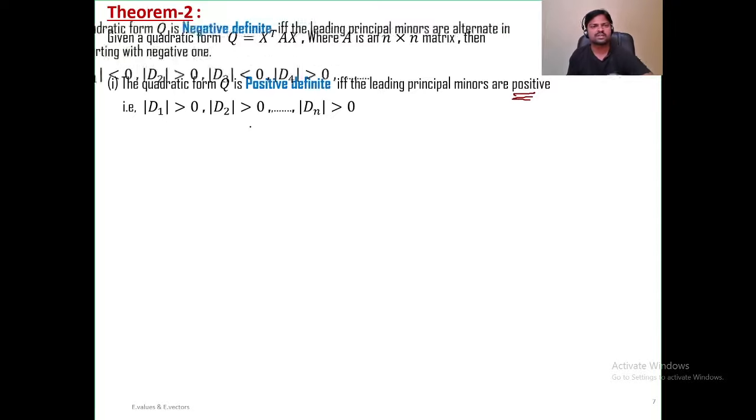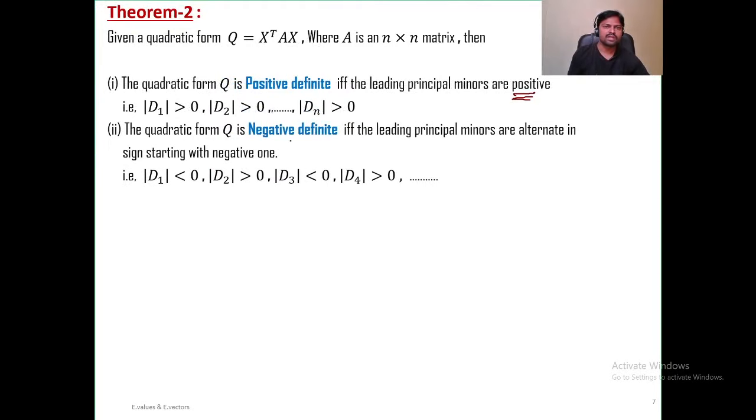Similarly, the second statement. This quadratic form Q is negative definite if and only if the leading principal minors, look at the words leading principal minors, not principal minors, here also leading principal minors, alternate in sign, starting with negative. That means D1 should be less than 0, the determinant D2 should be more than 0, D3 less than 0, D4 more than 0, like that. It should compulsorily start with negative. Then the next one should be positive, the next negative, like that. If this pattern is followed, then the corresponding quadratic form is said to be negative definite.